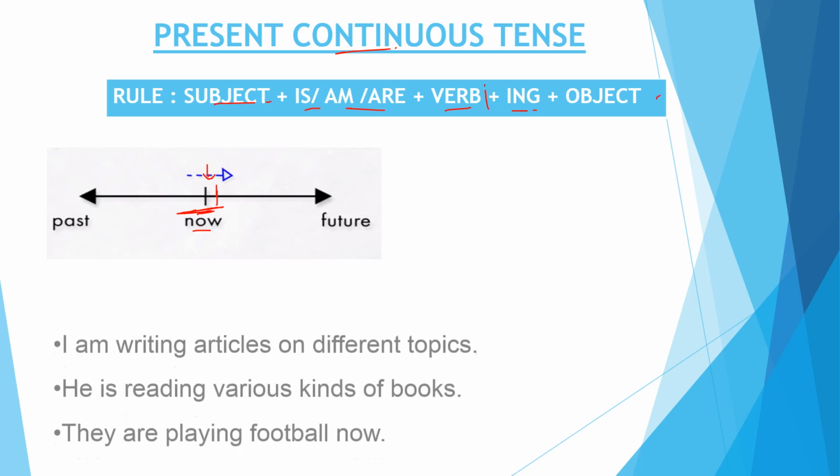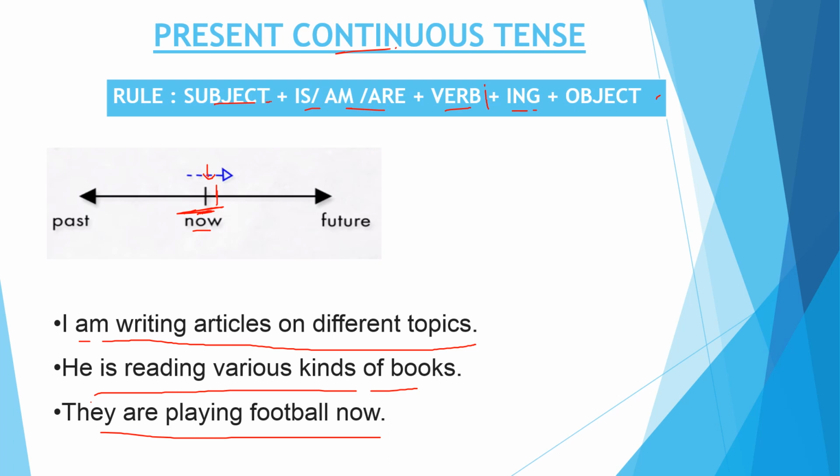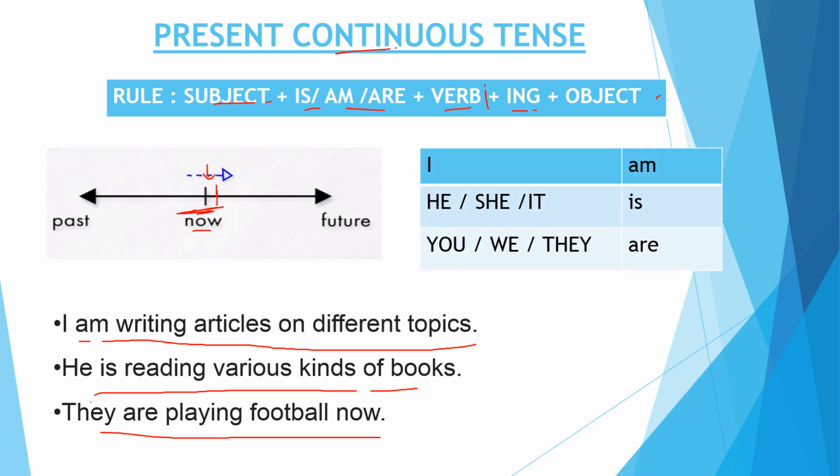So see here, I am writing articles on different topics. He is reading various kinds of books. They are playing football now. And see, you can hear, with I we use am, with he, she, it we use is, and with you, we, they we use are. So I am, he is, they are. All the actions are taking place while we are talking about them. So for that we use present continuous tense.